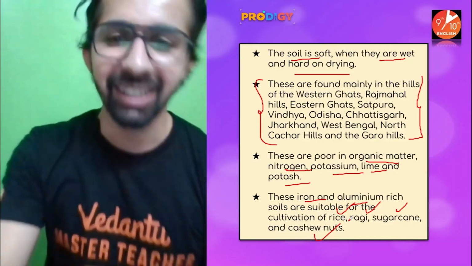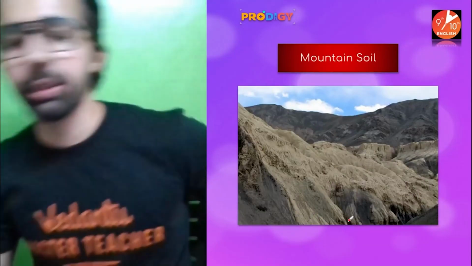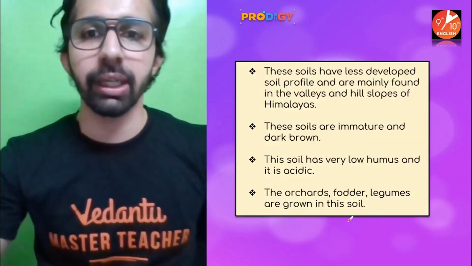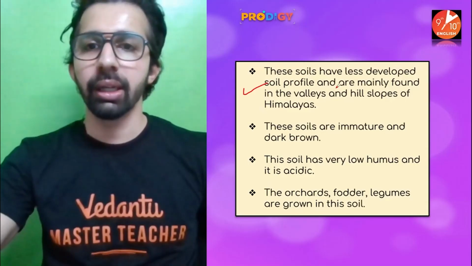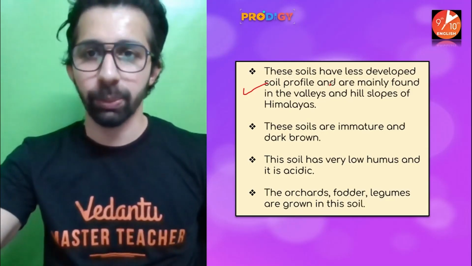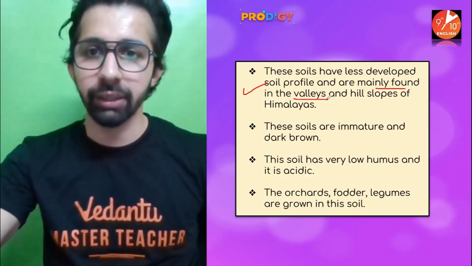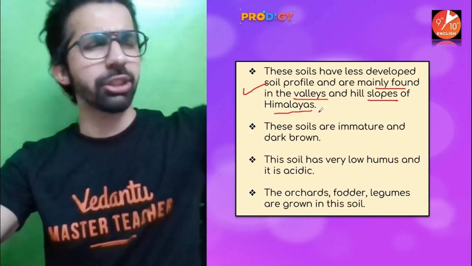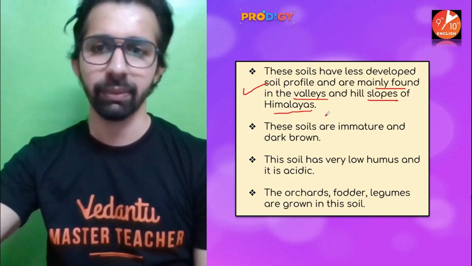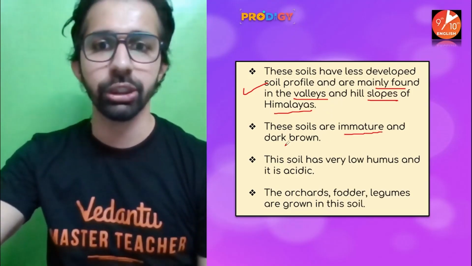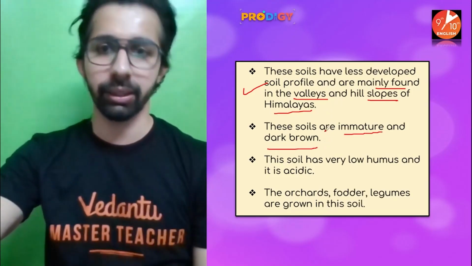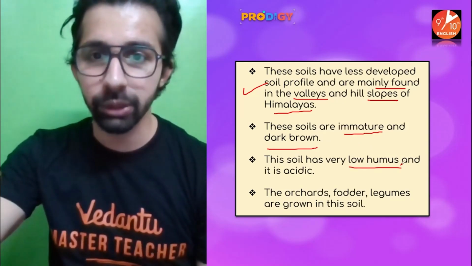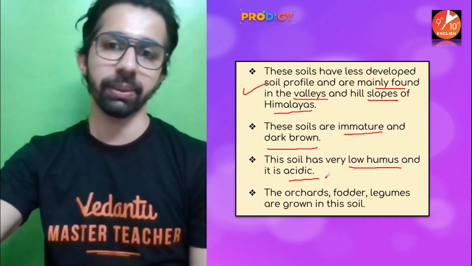Okay, great. Now, guys, coming to the last one, that is mountain soil. These soils have a less developed soil profile and are mainly found in the valleys and hill slopes of the Himalayas. So mostly you will find them in the western Himalayas and eastern Himalayas. This soil is called immature and it is dark brown in color. It lacks humus also and it is acidic in nature.